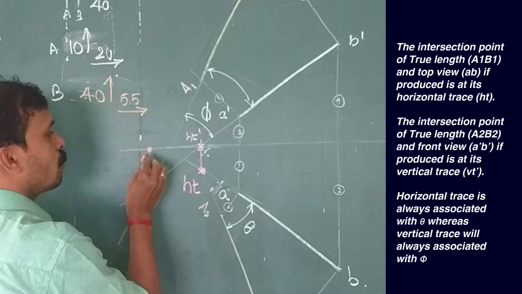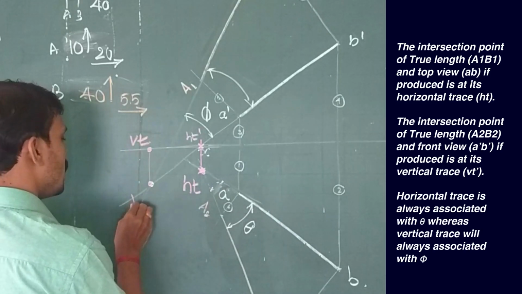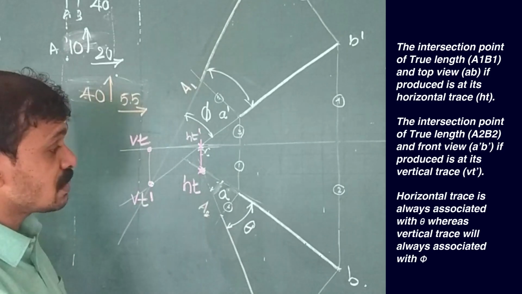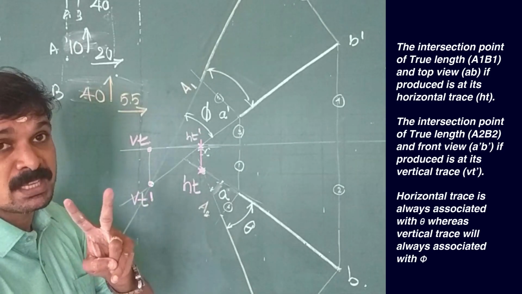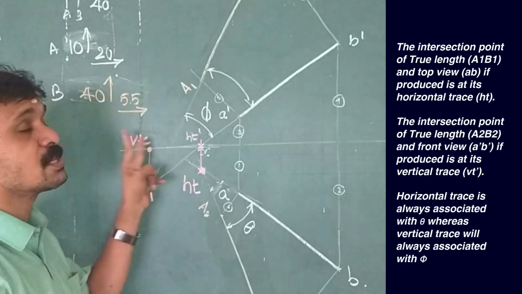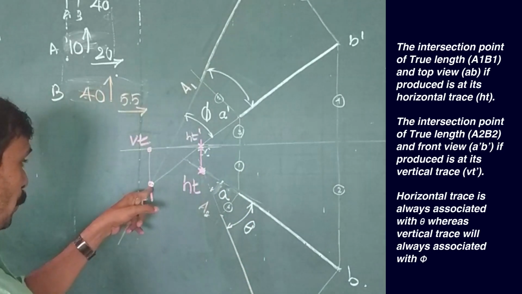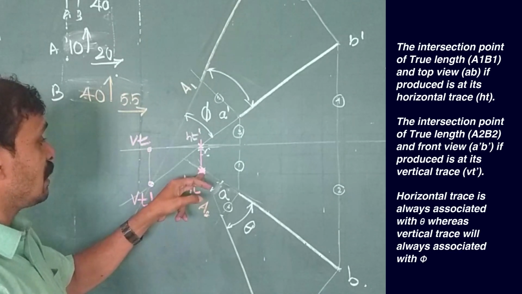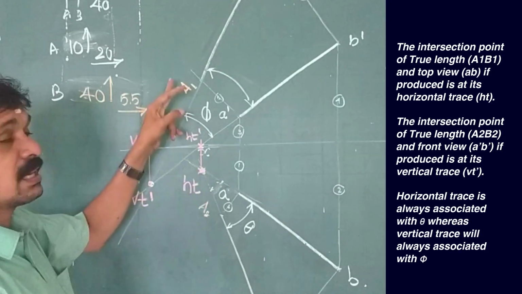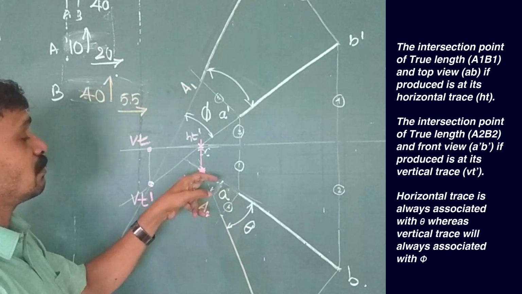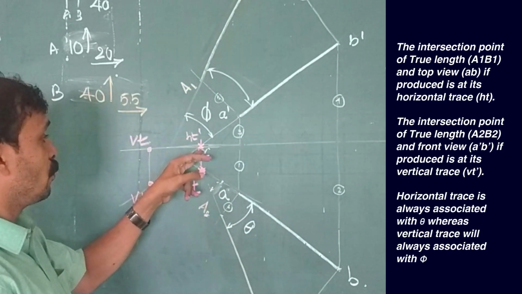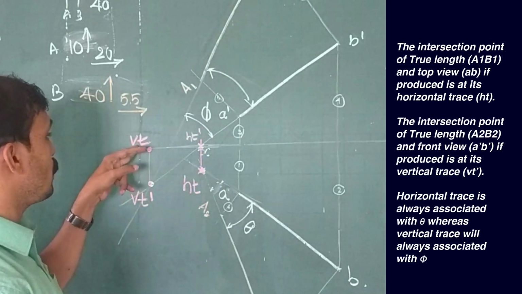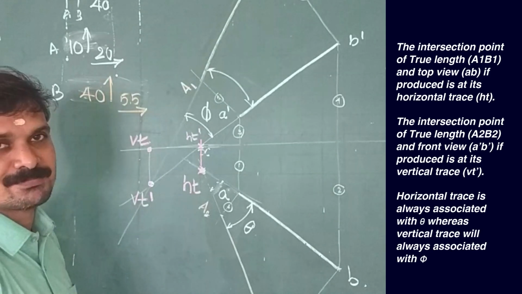Since Vt will always be on the xy line, this will be Vt and this will be Vt dash. Why? Because for the vertical trace, two components will be there, Vt and Vt dash. Vt will always be on the xy line. So from that point, draw a vertical line that will intersect the xy line, that will be our Vt. Similarly, we have obtained an intersection point here, draw a vertical line, because it is associated with theta, this will be the horizontal trace. So when it intersects with xy, this will be our ht dash, and this will be ht, this will be our Vt, and this will be our Vt dash.